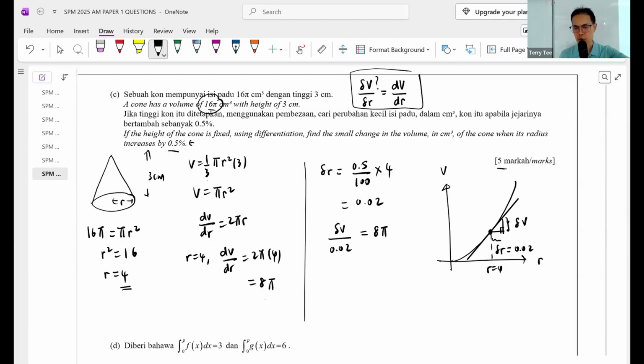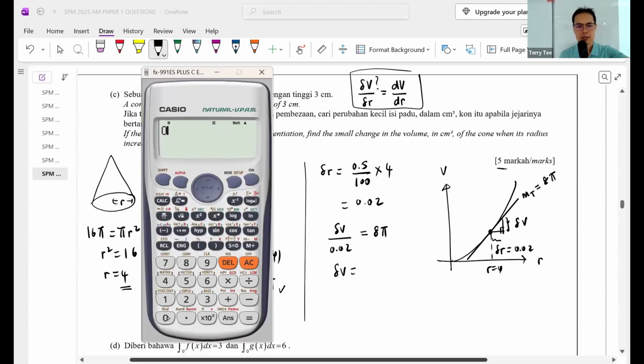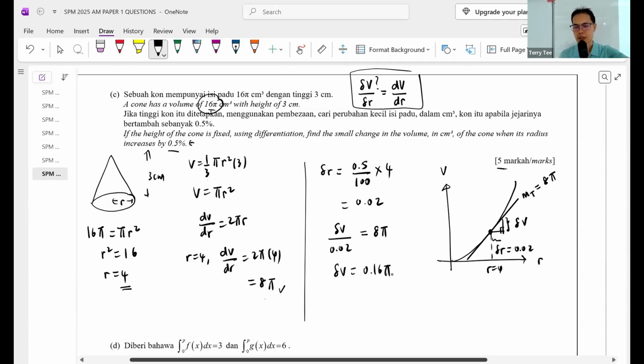Now, we know this is true when your delta R is small. So we say that your delta V over delta R is approximately dV/dR. dV/dR represents the gradient of the tangent of this graph. In this case it is 8 pi, right? So when you multiply over, what's your delta V? 0.02 times 8 pi, which is 0.16 pi, right? The unit you don't need to write, but if you want to write, it is cm cubed, because it's volume.